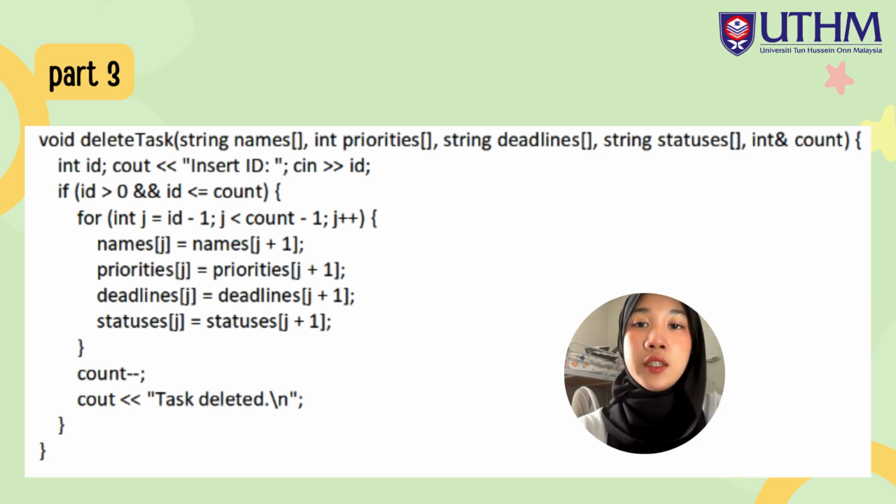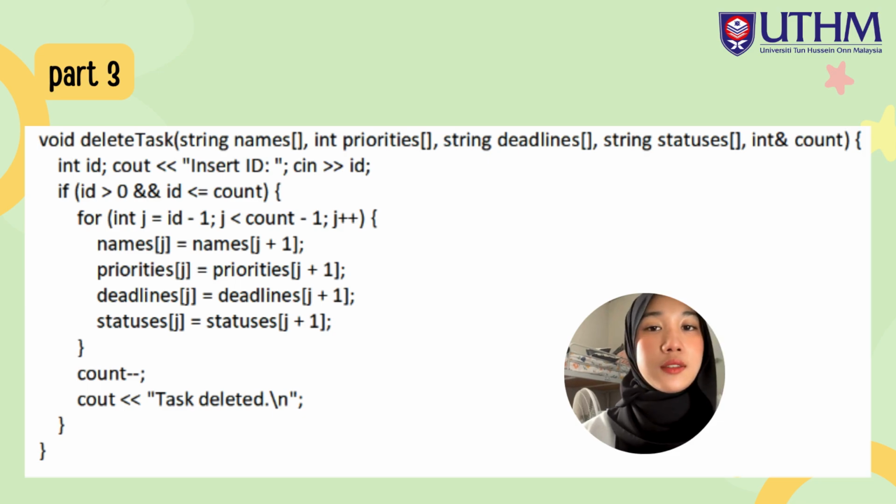For the next line is if ID is more than 0 and ID is less than or equal to count. This is an if control structure. This is a validation check to make sure that the entered ID is valid or not. For example, if there are only 5 tasks, the user cannot enter ID 6.